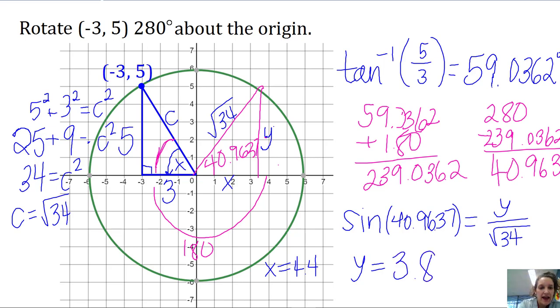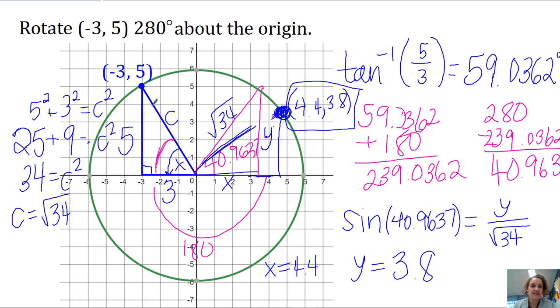So x is the distance that I'm traveling to the right, about 4.4, and y, 3.8, is the distance I'm traveling up. So I'm going to end up about right here, and the angle looks a little more like that. The point where I end up is 4.4 comma 3.8.